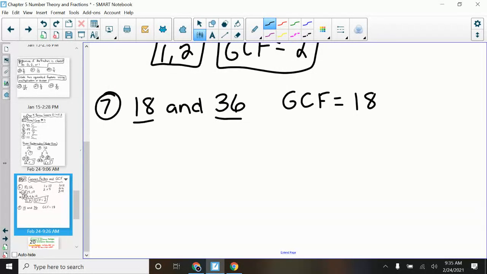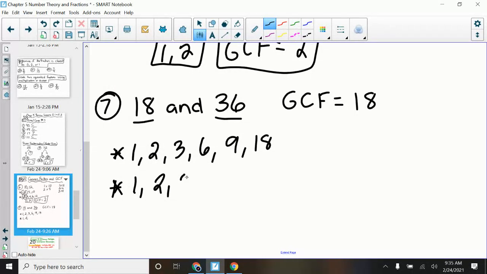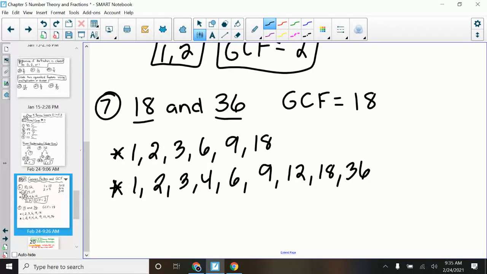So Addison, tell us the factors for 18. 1, 2, 3, 6, 9, and 18. Beautiful. She didn't miss any. She's got them all. All right, let's do 36. Now this is her problem, y'all. All right, Addison, 36. Give it to me. 1, 2, 3, 4, 6, 9, 12, 18, and 36. Excellent. Very good. That's a lot, right?